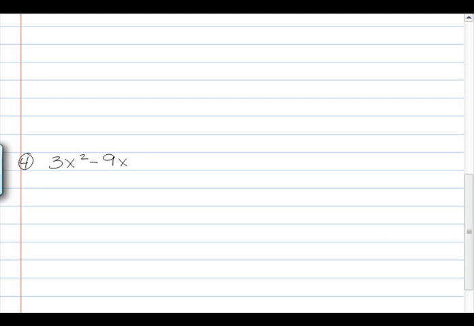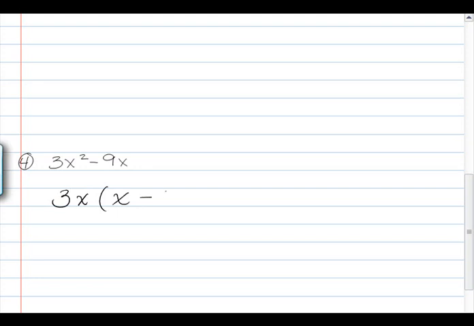So for our last example of the greatest common factor, we have 3x squared minus 9x. Again, just looking at the numbers, 3 and 9, the greatest common factor for that would be 3. Since they both have one x at least, then we're going to have that x. And now if we take 3x and we divide it into 3x squared, we would have just an x left over.